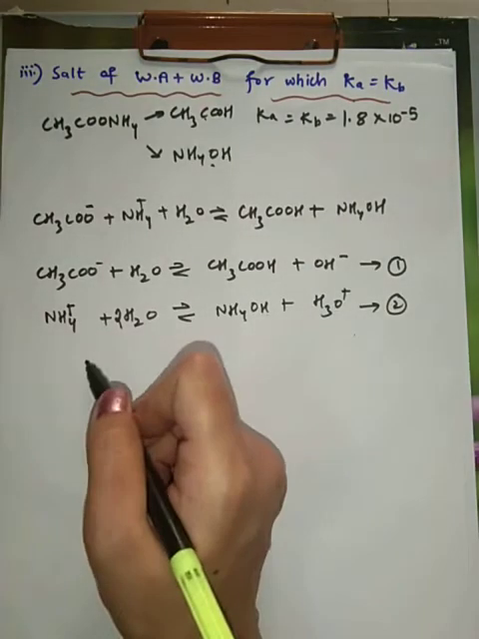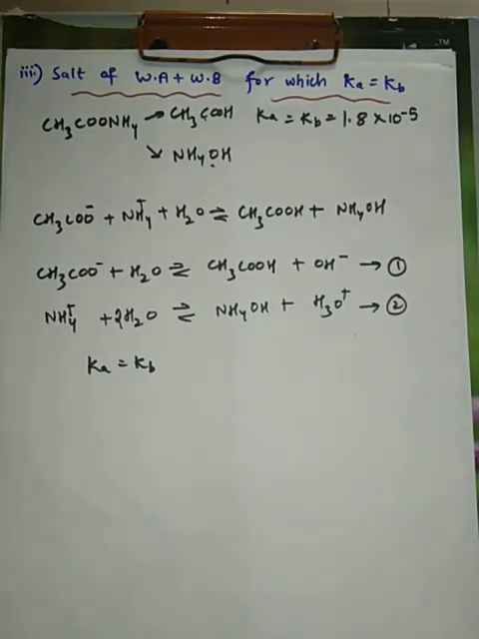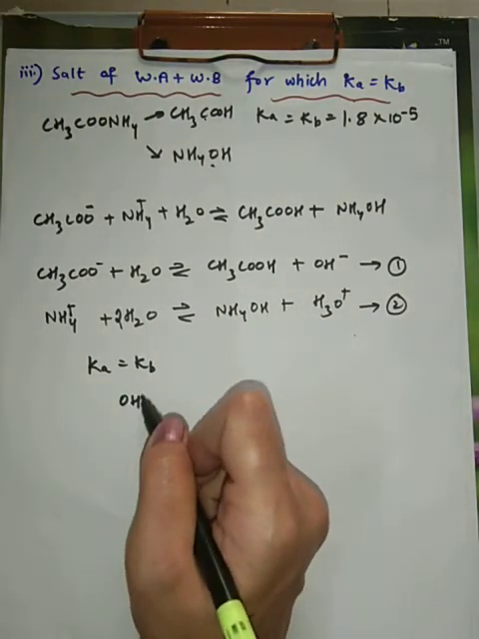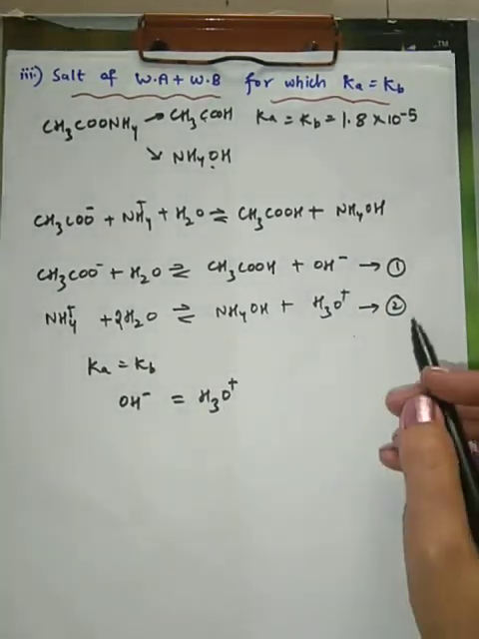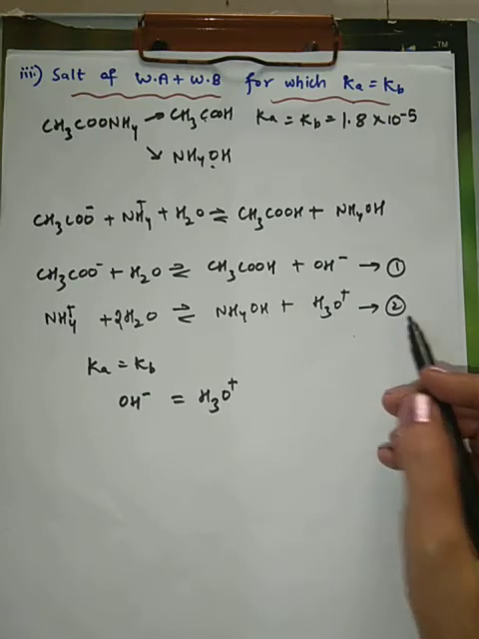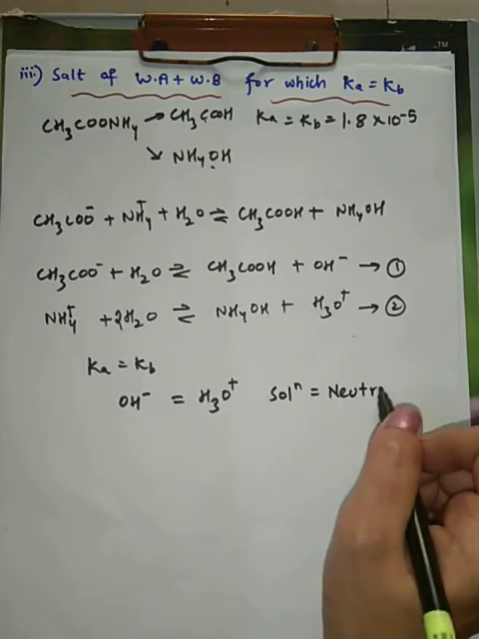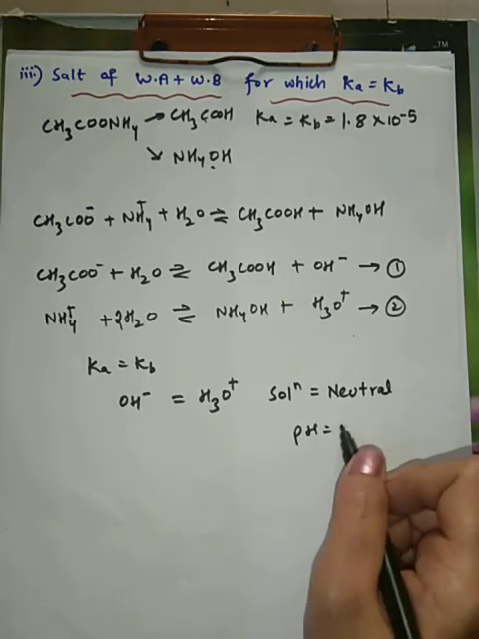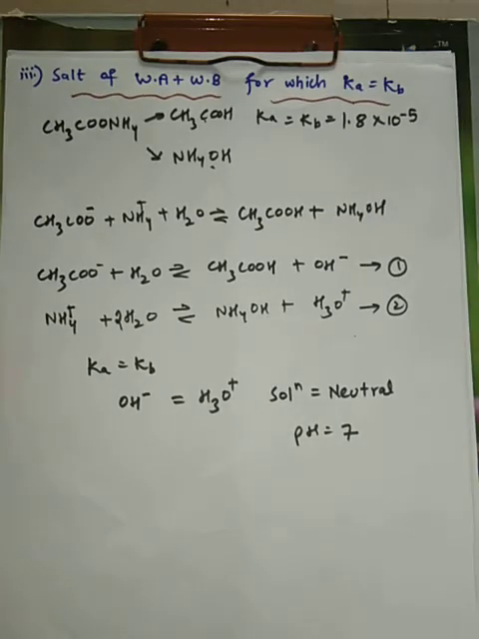Now because Ka is equal to Kb in this case, the amount of OH minus produced in equation 1 is equal to the amount of hydronium produced in equation 2, and hence the solution will be neutral in nature, with pH equal to 7. Okay, so this was the third type of salt, weak acid and weak base, for which acidic and basic strengths are equal. Now one more small concept we will see today.